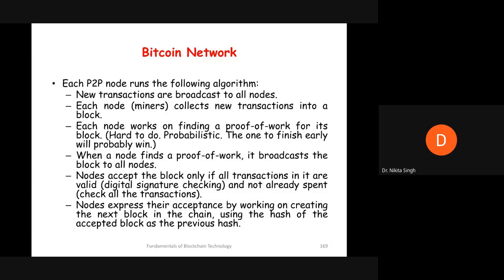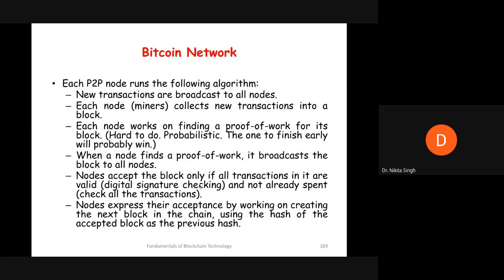And finally, we have a summary here for the Bitcoin network. We have peer-to-peer nodes, and every new transaction is broadcasted to all the nodes. The transactions get collected in the memory pool, also known as the transaction pool. The miners collect new transactions into a block, and the miner nodes need to find a proof of work. The one to finish the proof of work first probably wins. When a node finds a proof of work, it will broadcast it to all other nodes.